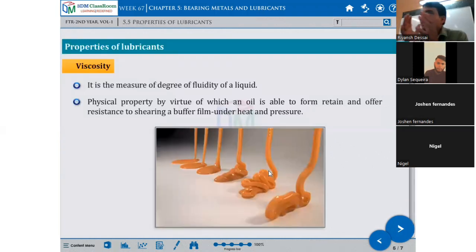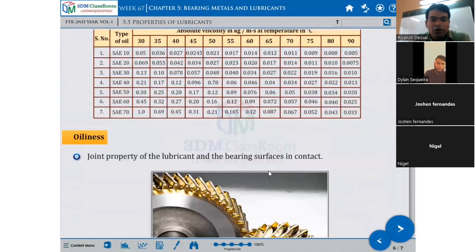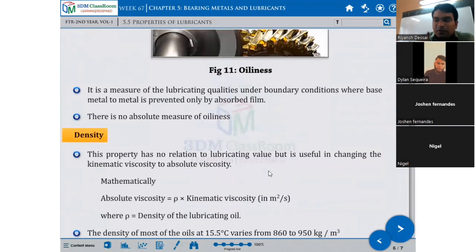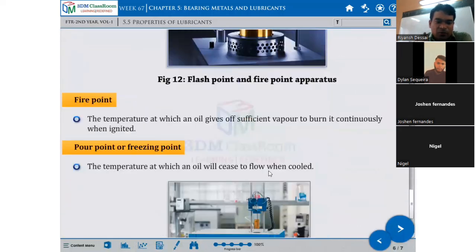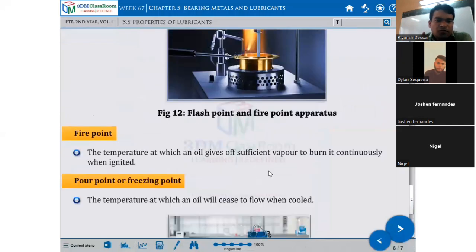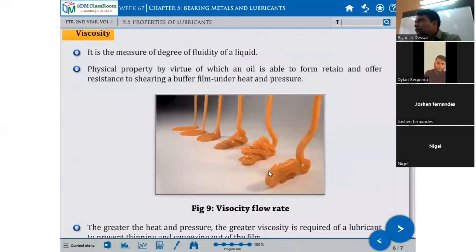Now we will start the properties of lubricant. There are 4 or 5 properties. First one is viscosity. Second property is called oiliness, which I have mentioned already. Then density, then flash point, and fire point, which I also mentioned. Pour point or freezing point, that I did not mention. So these are the properties of good lubricants.